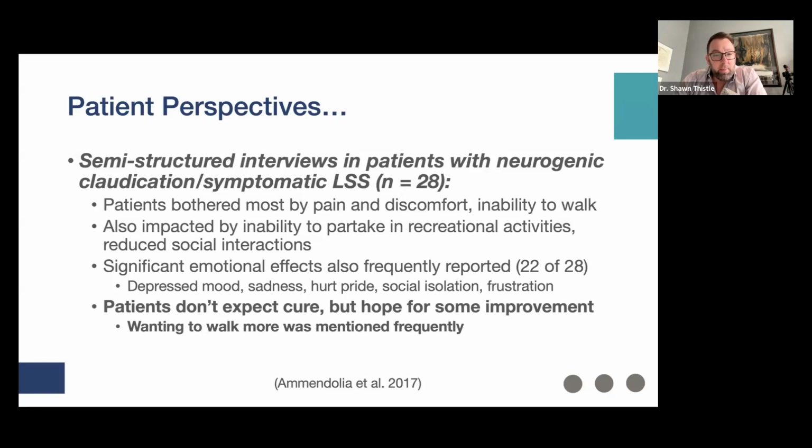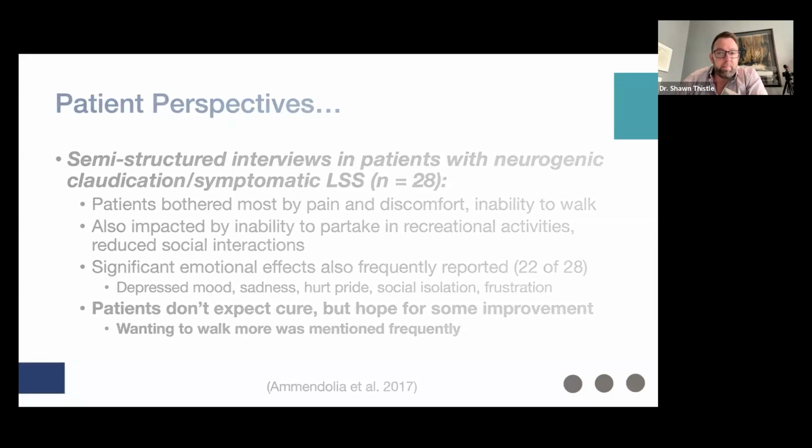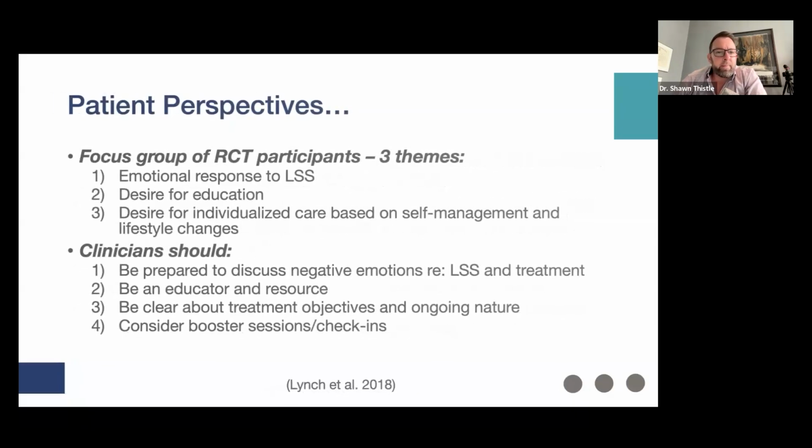That is that patients with lumbar spinal stenosis have no expectation of us to cure them. And I think that's important because I think we often put that expectation on ourselves. But they're just hoping for some improvement, and wanting to walk more was a frequently mentioned thing in that survey.